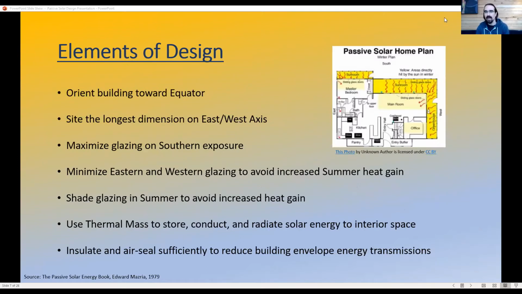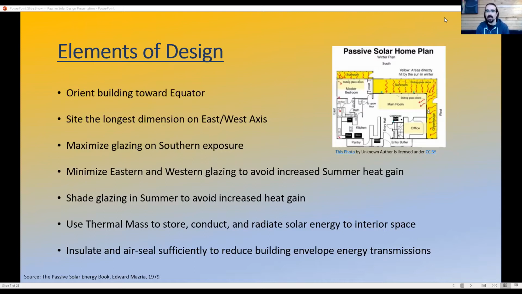Elements of the passive solar design can be used in any part of the world. Of course, if you're on the equator, your sun's going to stay directly above you at any time of the year. But anywhere else in the northern and southern hemisphere, if we orient the building toward the equator, then we're going to be receiving the most amount of sun in the colder months. We site the longest dimension of the house along the east-west axis to provide as much southern exposure as possible.